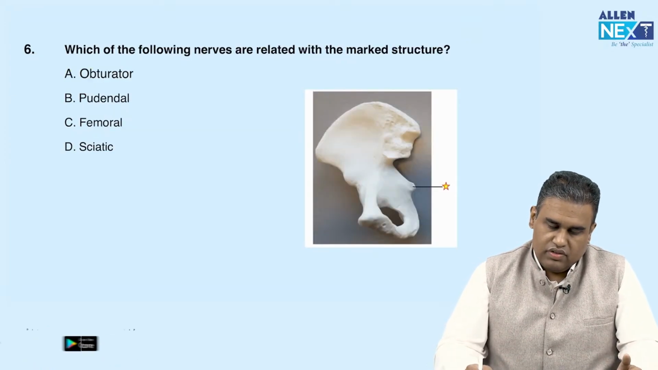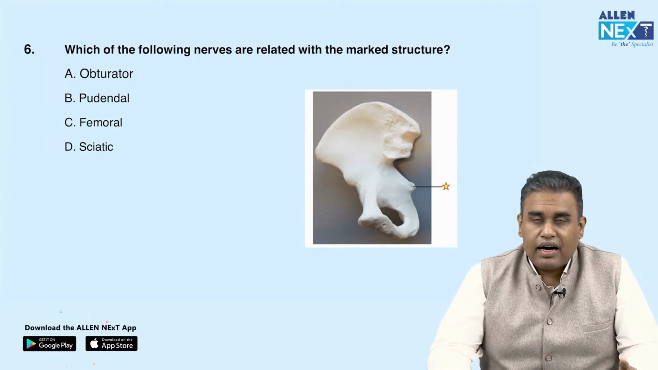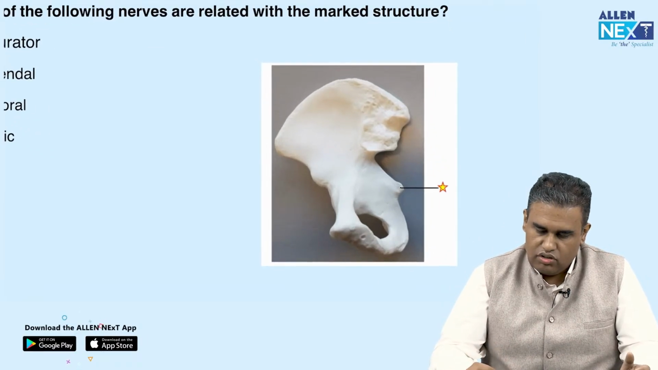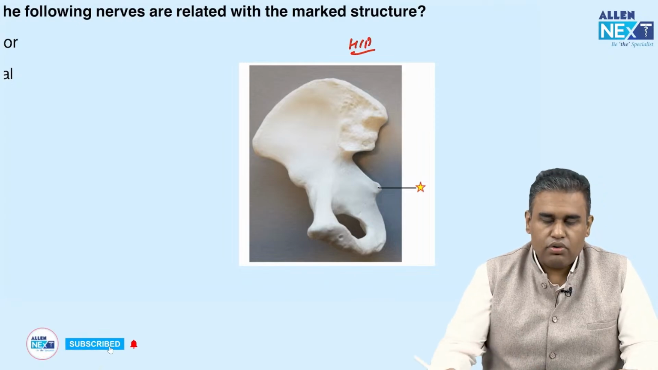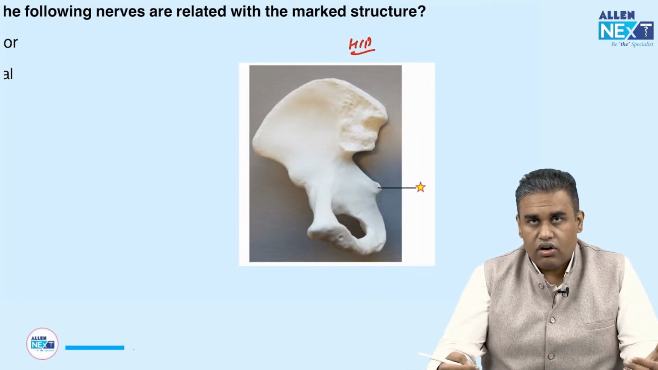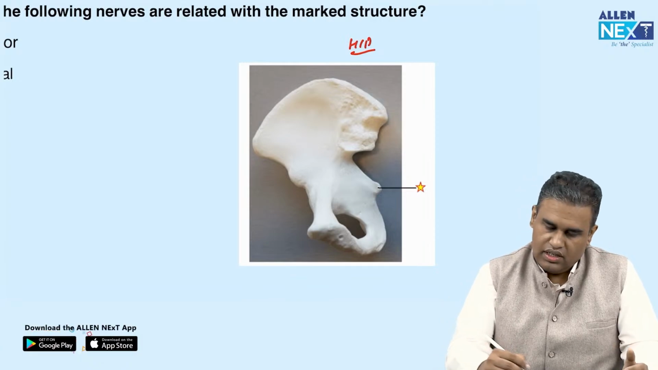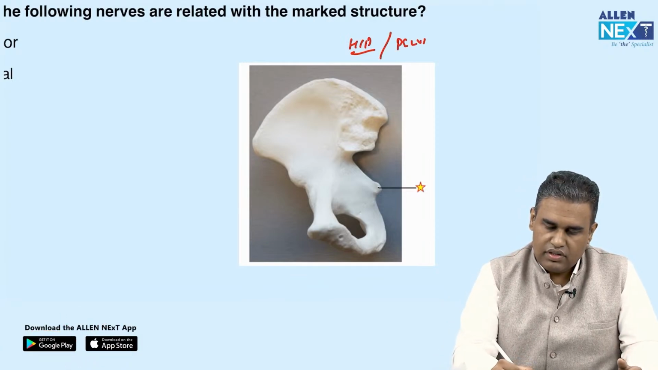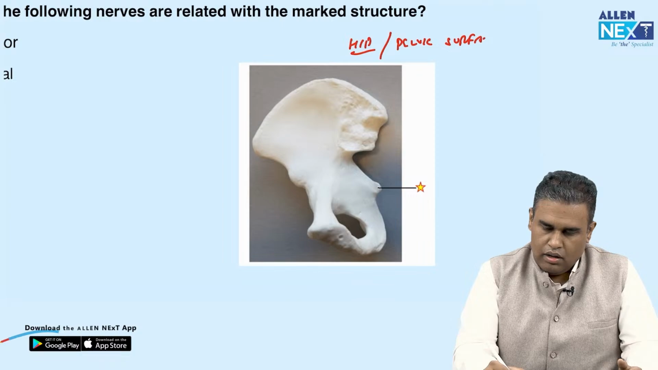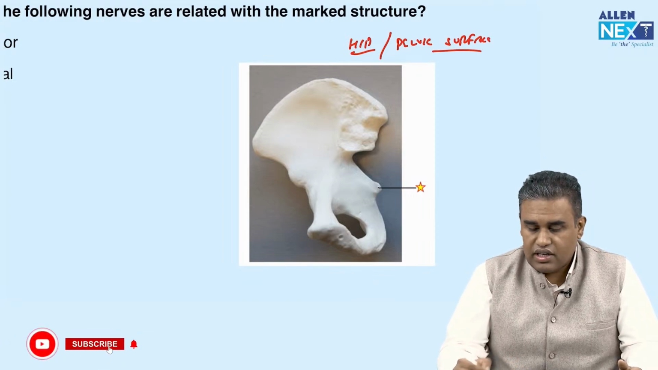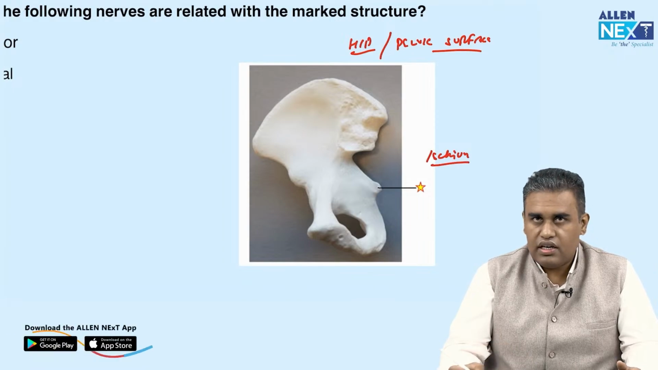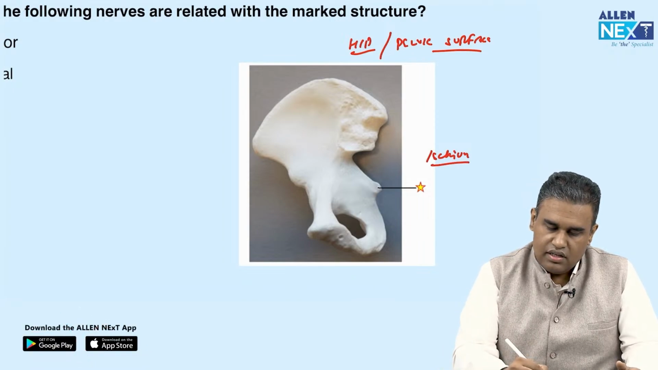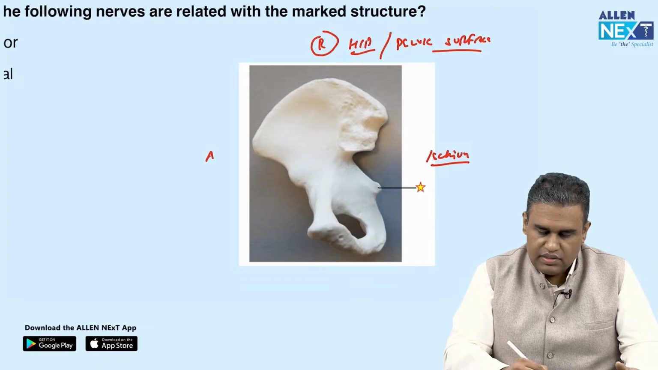Now let's see the question over here: which of the following nerves are related to the marked structure? First of all, identify the bone. I hope there's no problem identifying the bone. The bone is a hip bone. Inner surface or outer surface? We are not seeing an acetabulum, so it is the inner surface or the pelvic surface of the hip bone. You can see the ischial spine posteriorly where the arrow is pointed. So this is the ischium located posteriorly. Therefore, this is the right hip bone, and this is the anterior aspect.